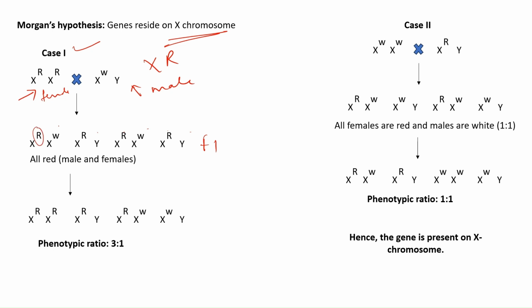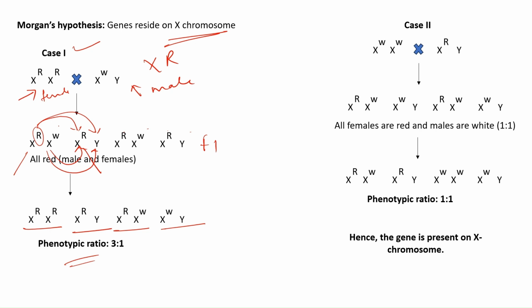In the F2 generation, when one female is crossed with one male, what will you get? This R and R, this R and Y, this W and R, and this W and Y. So the phenotypic ratio is 3:1. Why? This will be red, this will be red, this will be red, and this is white. So that is the phenotypic ratio when he mated a red-eyed female and a white-eyed male.